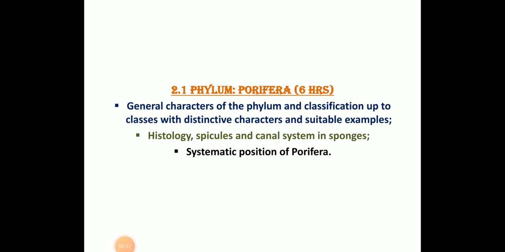In this chapter, that is phylum Porifera, we'll be studying the general characteristics of the phylum, classification up to their classes level, and histology of spicules and canal system in sponges and systemic position of Porifera. In this session, mainly we'll be discussing the general characteristics and classification up to their classes.